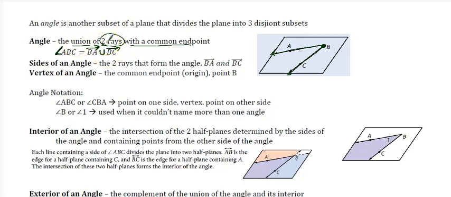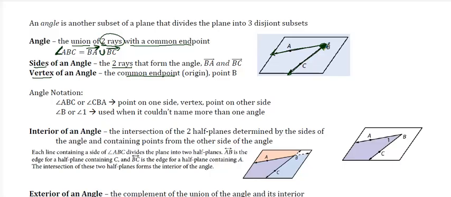All right, then we have sides of an angle. The sides are just the two rays that form the angle. So here it's ray BA and ray BC. And we have a vertex of an angle. The vertex is the common endpoint or the origin. So B is your vertex, point B.